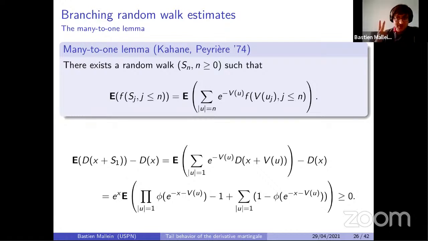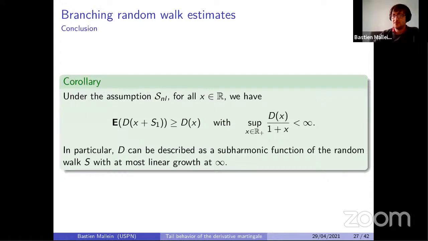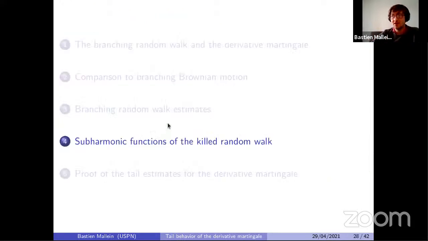So now I have two pieces of information on my quantity d, right? I know that it has at most linear growth, and I know that it is a subharmonic function of the random walk Sn associated to the branching random walk by the many-to-one lemma. So now what I'm claiming is that those two conditions allow us to describe the function d with quite some precision. Okay, so this is when I talk about the set of subharmonic functions of the killed random walk.